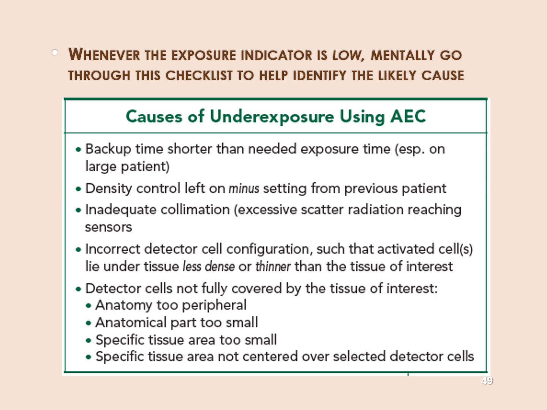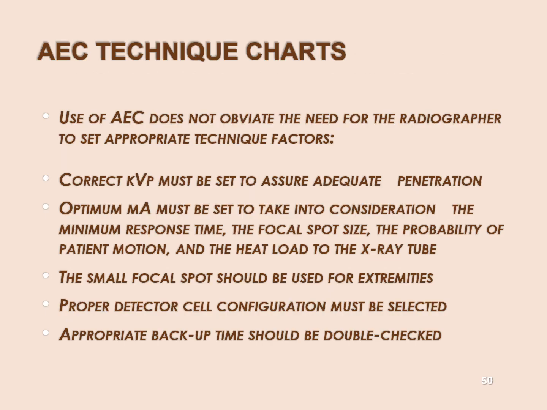Incorrect detector cell configuration. Activated cells lie under tissue less dense. So the other one was tissue that was more dense. And then the entire detector cell, the entire chamber, not covered completely. This would be your fingers, your hands, your wrists, any situation where you have an active chamber AEC, but raw primary radiation is hitting that active chamber, it's going to terminate prematurely. It's calibrated to measure and catch and count remnant beam signal strength, not primary beam signal strength.